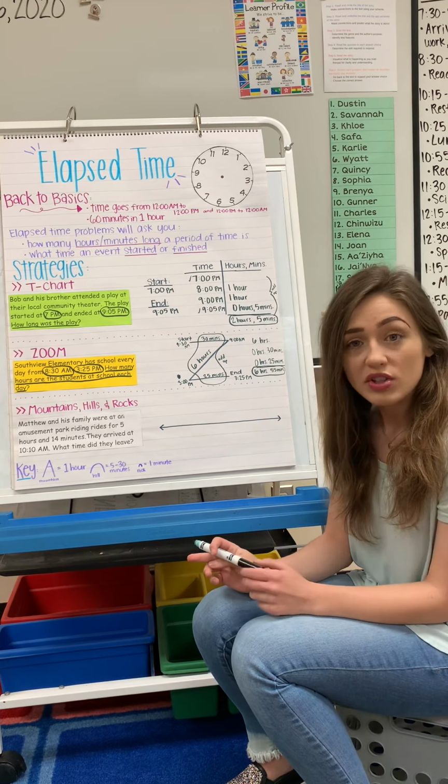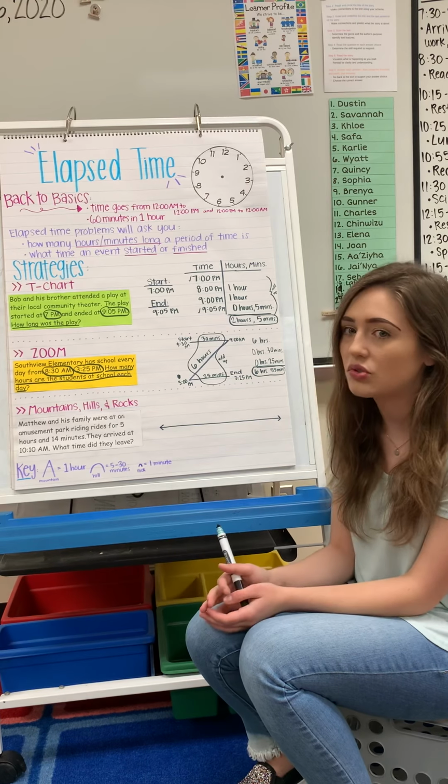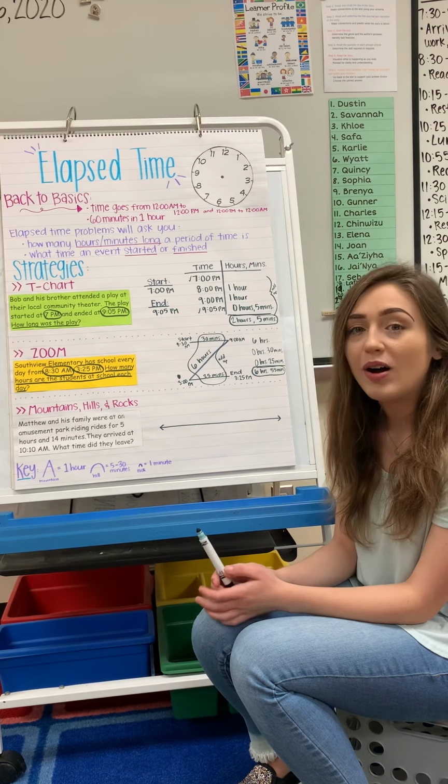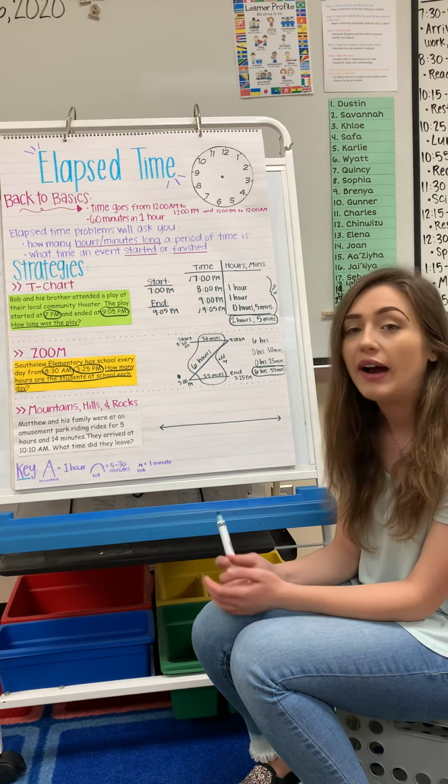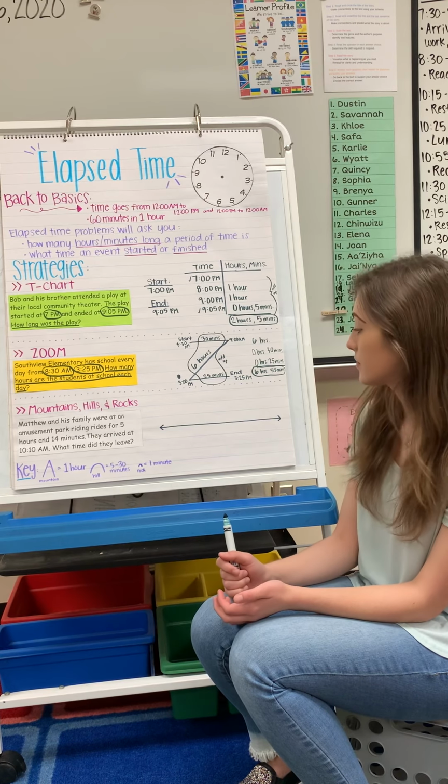So this strategy is called mountains, hills, and rocks. And it's really similar to just doing a number line, but it gives you a little bit more of a visual. So I'm going to read the problem, and then I'm going to show you how you can use mountain, hills, and rocks. Matthew and his family were at an amusement park riding rides for 5 hours and 14 minutes. They arrived at 10:10 a.m. What time did they leave?